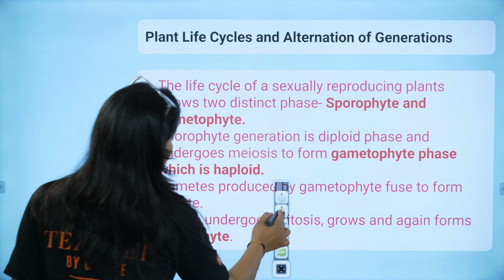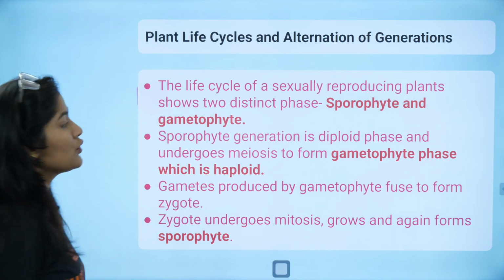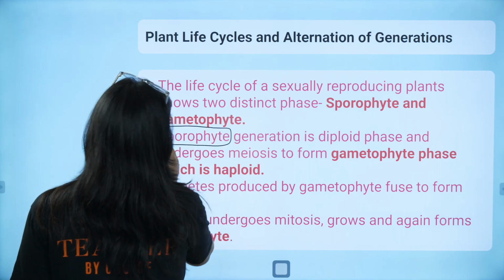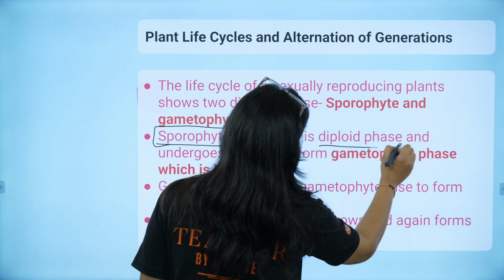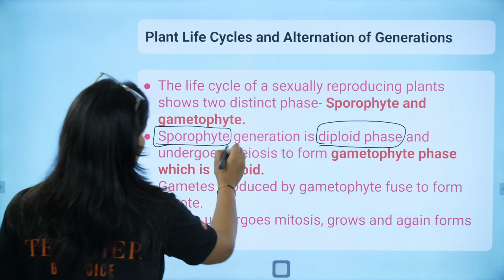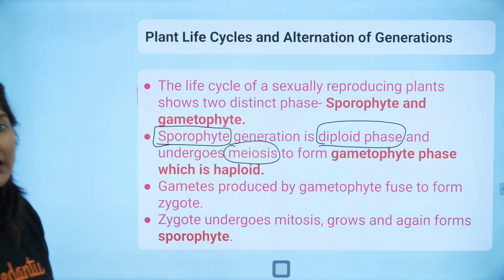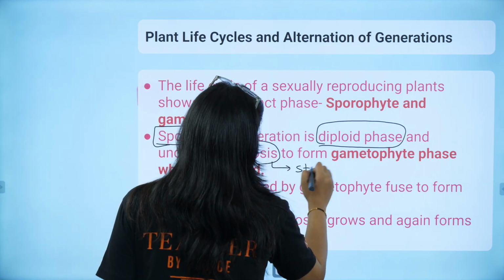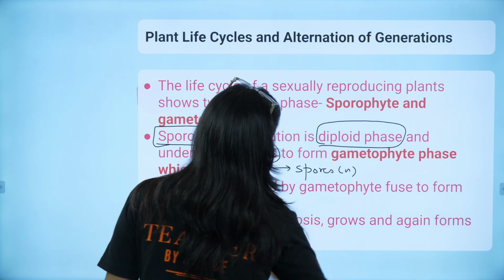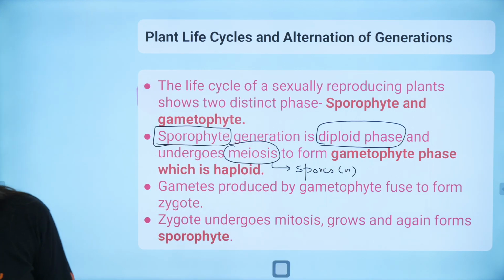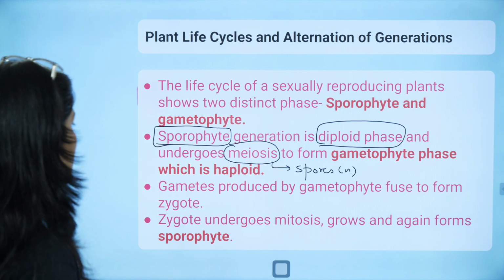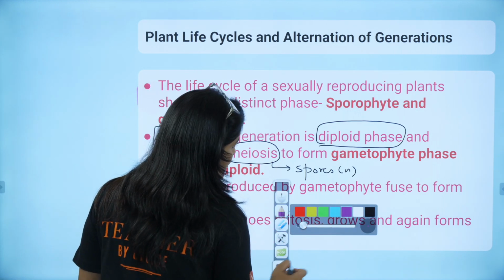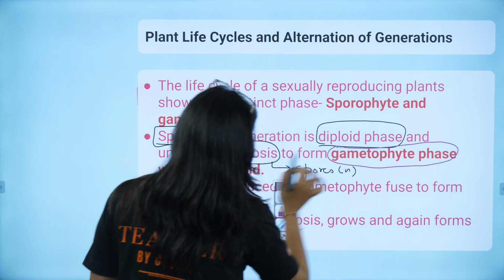So the life cycle of a sexually reproducing plant shows two distinct phases. One is sporophyte, another one is gametophyte. The sporophytic generation is the diploid phase, and this diploid phase will undergo meiosis to form your gametophytic phase, which is haploid. If we talk about the cell specifically, there will be production of your spores, right? These spores will undergo mitosis or germination to form your haploid phase, that is gametophyte. So the haploid phase is known as gametophytic phase.